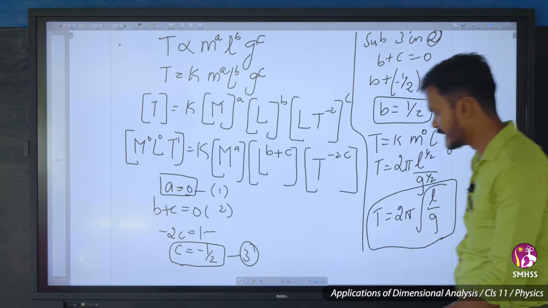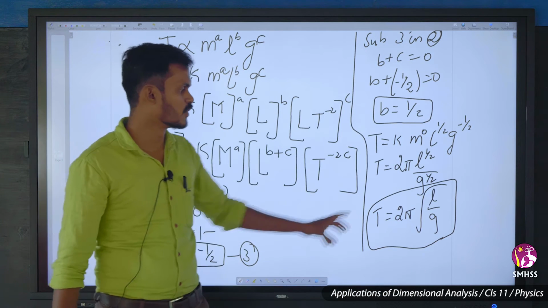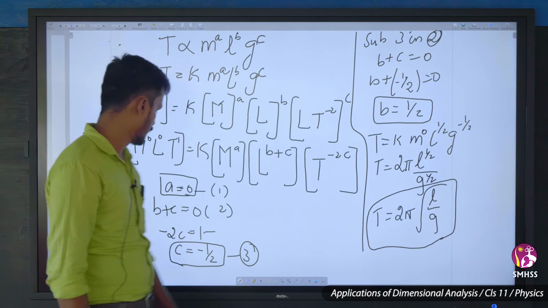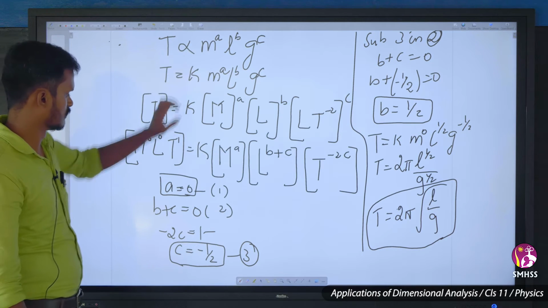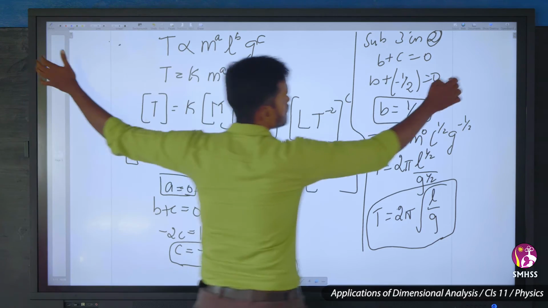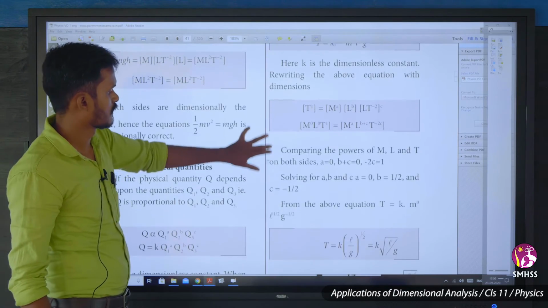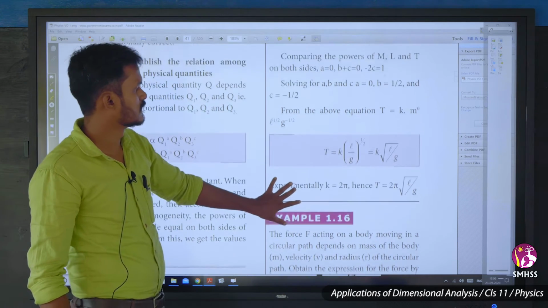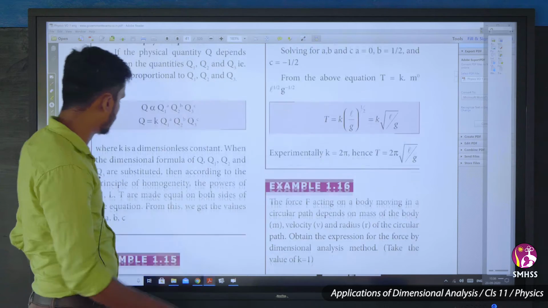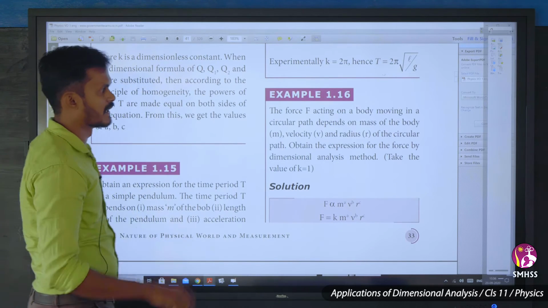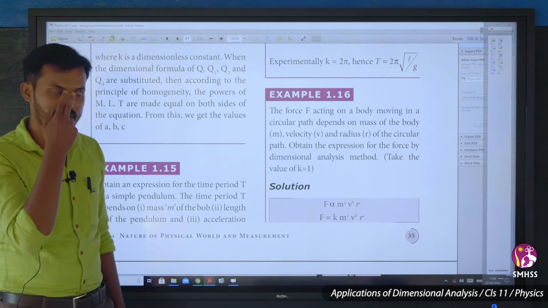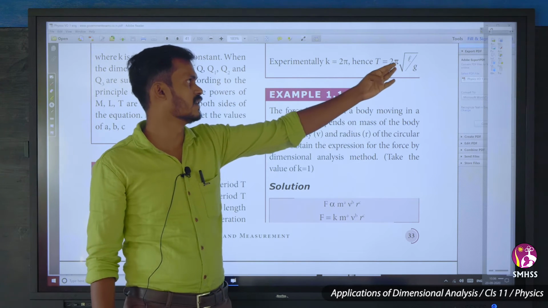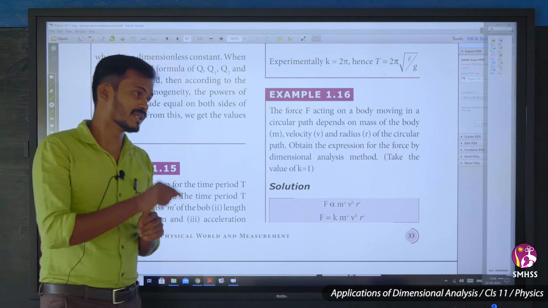So this is the relationship between time period and those quantities. Time period is related as 2 pi root of L by g. This is the derivation that we have done using dimensional analysis. Now we can apply the second application of dimensions, that is to check the correctness of the physical relation, between time period, length and acceleration due to gravity. We can check whether this is correct or not.